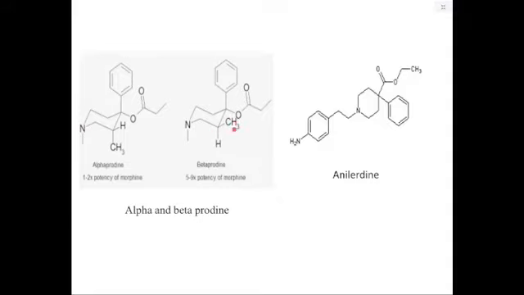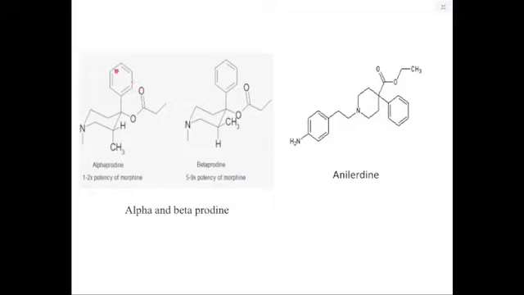Depending on its position, it will alter the distance between the phenyl ring and the terminal nitrogen. And once it alters the distance between the phenyl ring and the terminal nitrogen, it will alter the way the molecule will interact with the morphine receptor. Having the alpha form, where this is axial, where this is facing down and this is facing up.